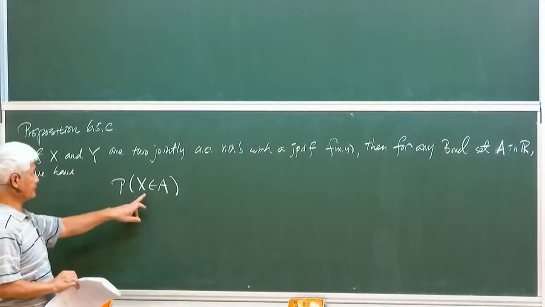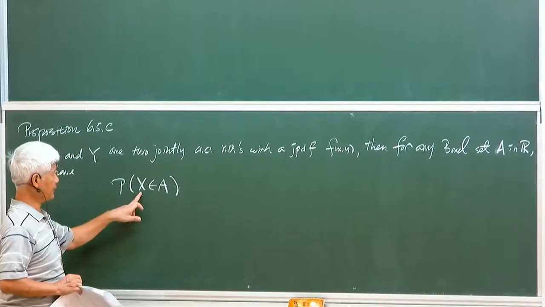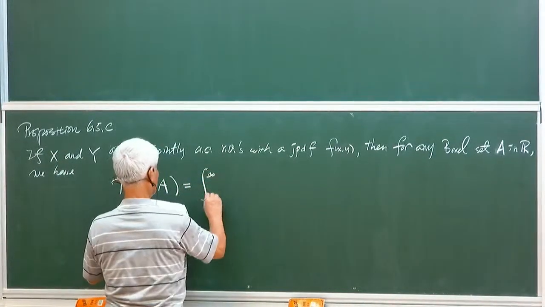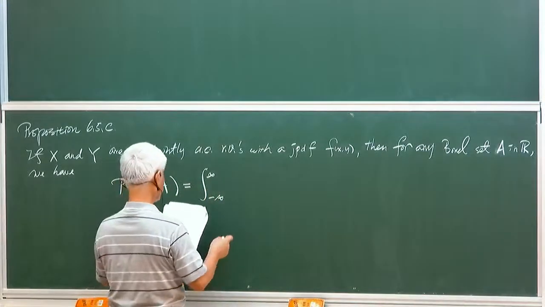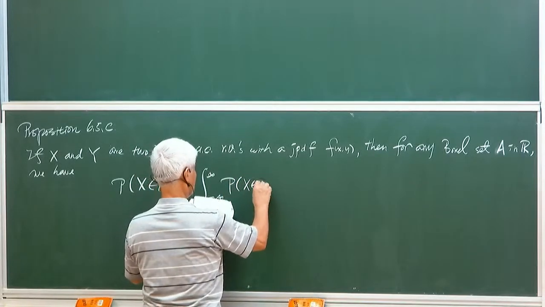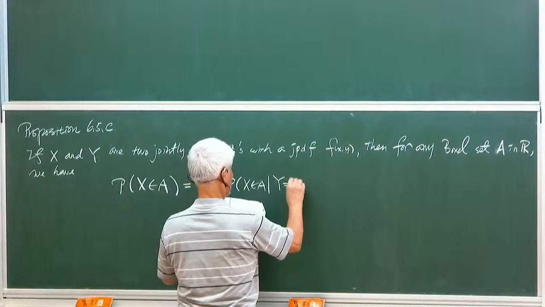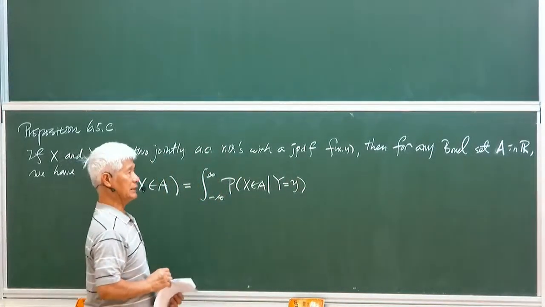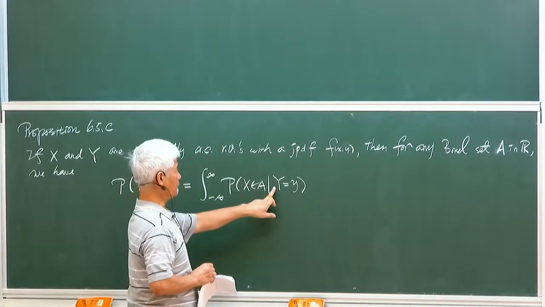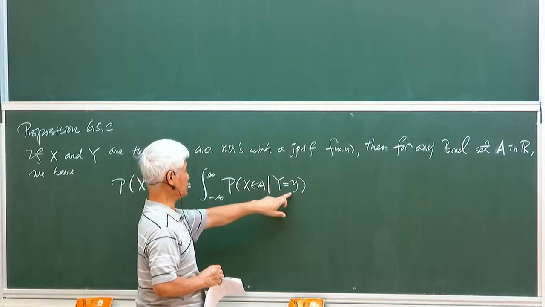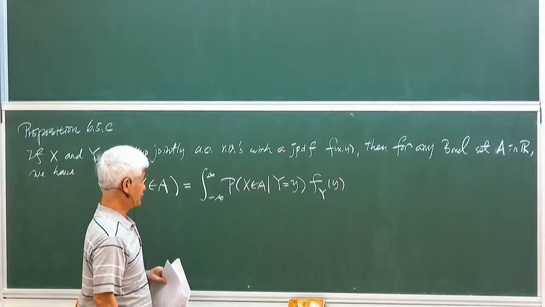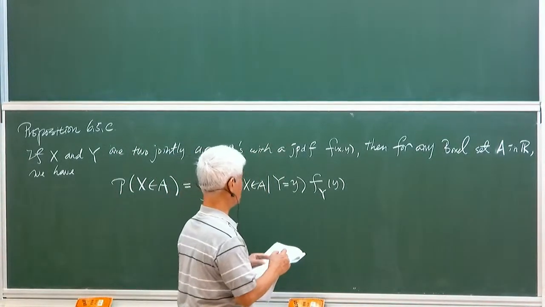This is an event described by random variable X. The probability of this event can be computed by this integral over the whole real line, and the integrand will be the conditional probability of the event that random variable X is in the Borel set A, given that random variable Y has a specific value equal to y, weighted by the PDF of random variable Y.